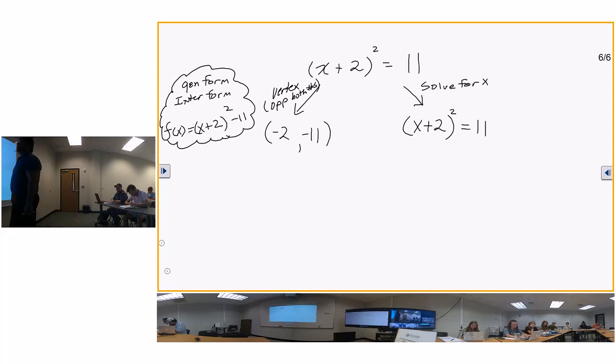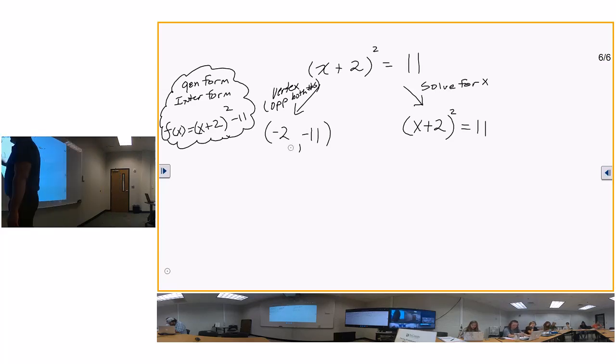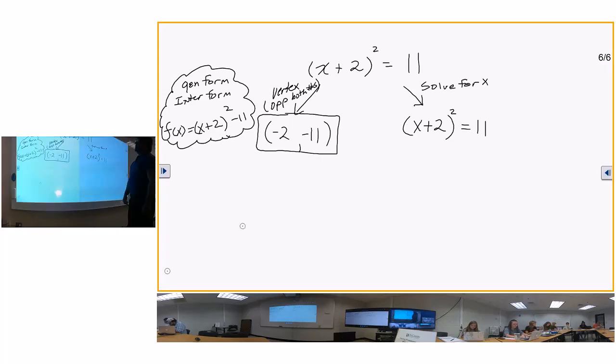I just tell students to find the vertex, and there's the vertex right here. No coughing or sneezing in class. Okay, so there's your vertex.